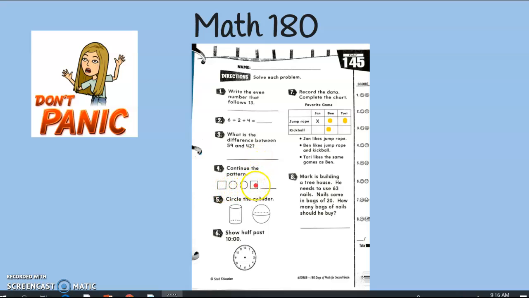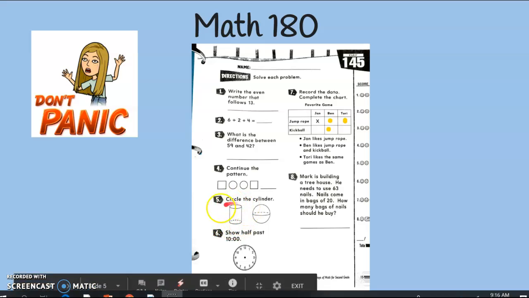Continue the pattern. Square, circle, circle, square would be circle, circle. Circle the cylinder. This is a cylinder. Show half past 10. Your small hand should be between the 10 and the 11, and then the long hand should be on the 6.